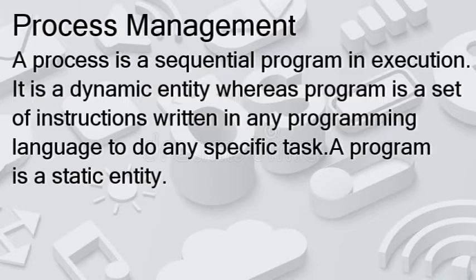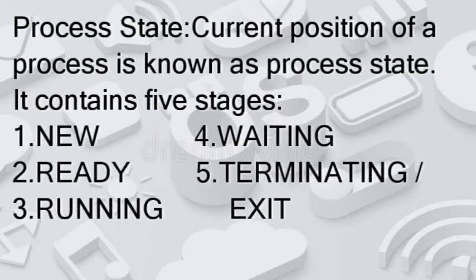So the very first thing that we have is process management. What do you mean by process management? Basically, a process is a sequential program in execution. It will have a sequence of things, and it will work accordingly. It is a dynamic entity, whereas a program is a set of instructions written in any programming language to do a specific task. So a program is a static entity. Everything we have defined in a program will work according to that set of instructions. Now, whenever we talk about process management, it involves some states.